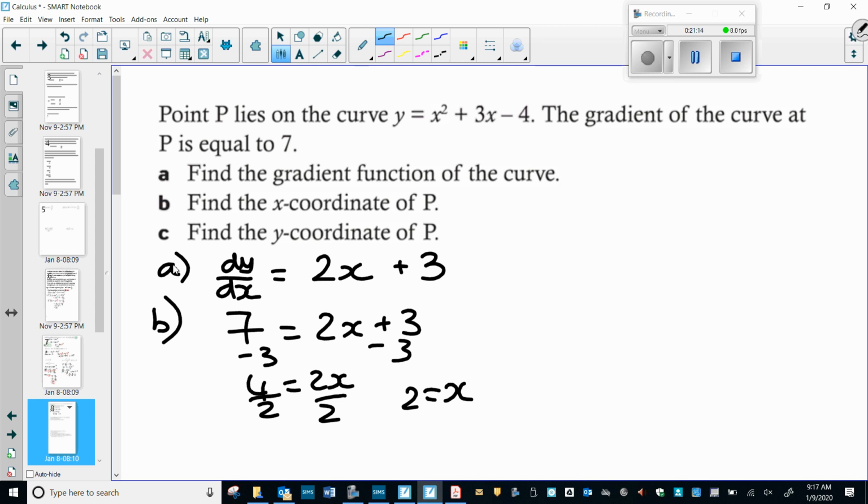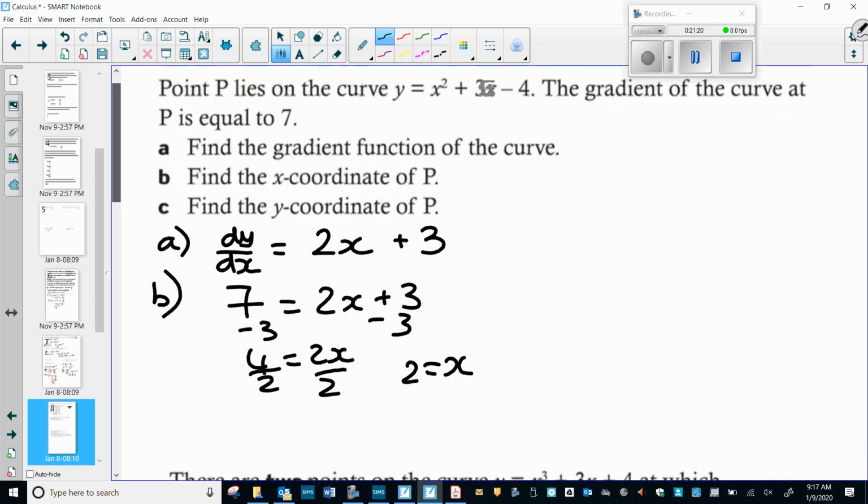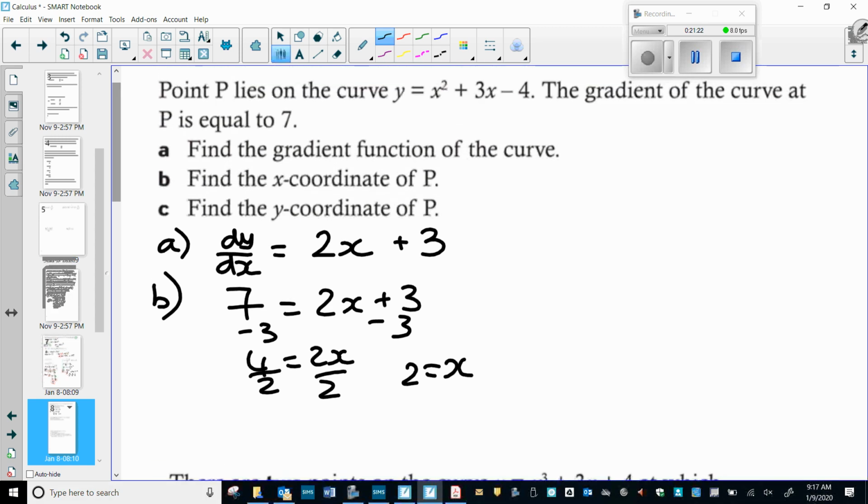Part c says find the y coordinate. How do we do that? Well, x is 2. So then you substitute it in. Would you substitute 2 into the original function? Into the original function. Good. Why is it the original function? Because we solved... into the original function.